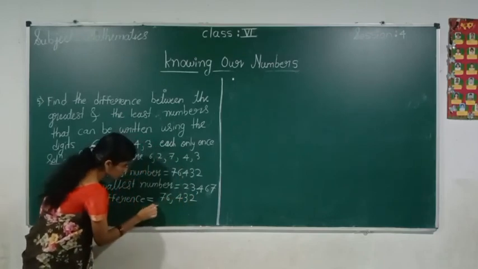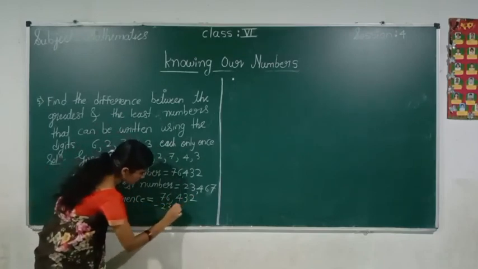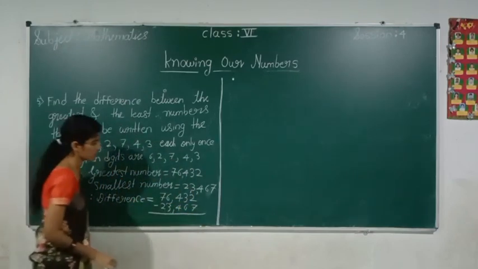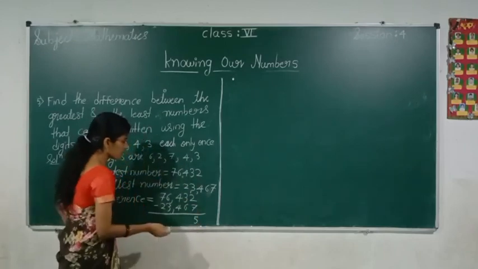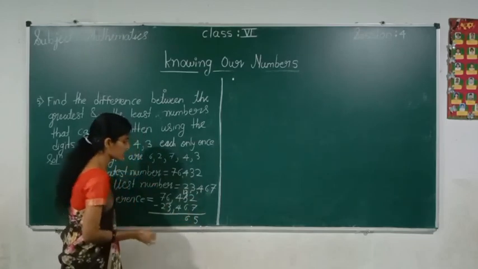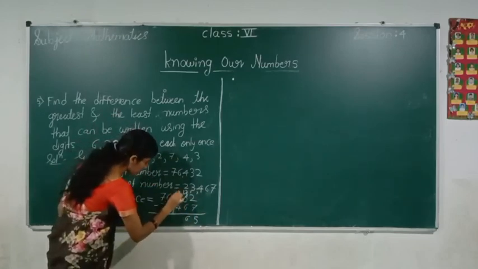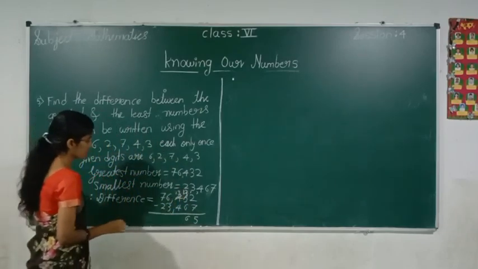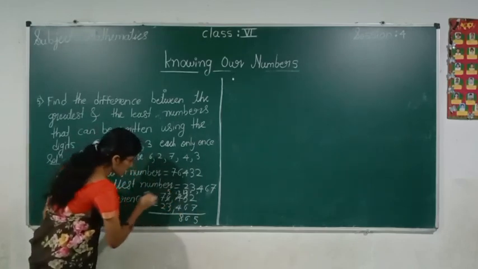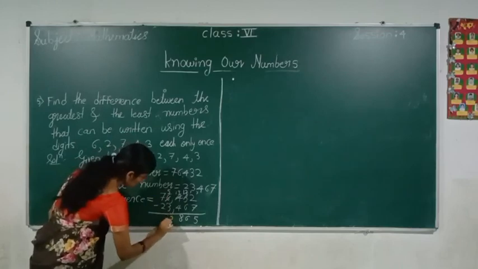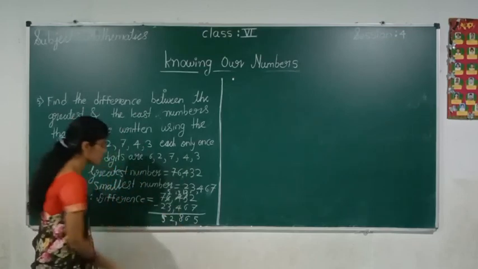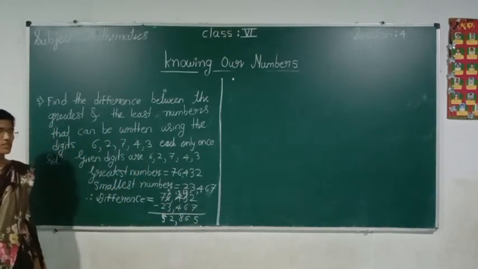76,432 minus 23,467. So 12 minus 7 is 5. Okay, now this will become 12. 12 minus 6 is 6. Here this will become 13. 8. Okay, it will become 5. 5 minus 3 is 2. 7 minus 2 is 5. What is the difference? It is 52,865.